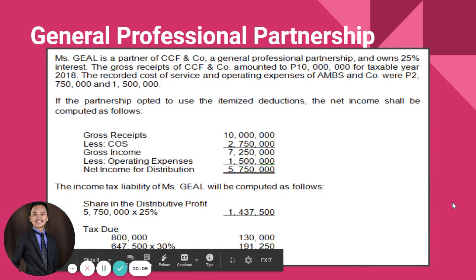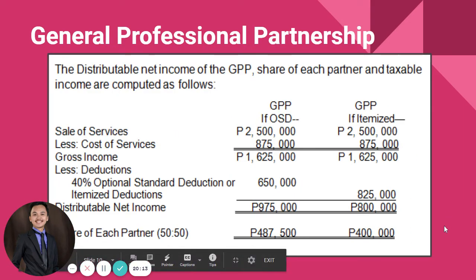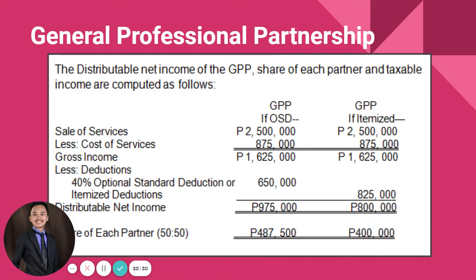321,250. Okay? Now, what if there are other expenses which are not liquidated by the partnership but are incurred by the partners?